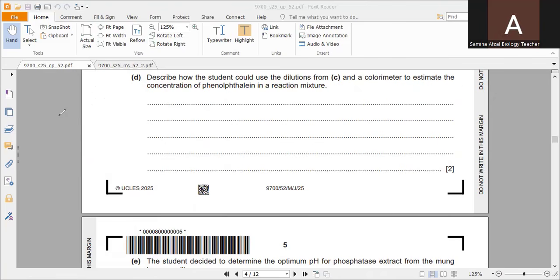And then we have to test the unknown mixture. Once the graph is ready, you can find the value for your reaction mixture. Then we will place the reaction mixture into the colorimeter and record its absorbance value. And then we will identify the concentration, and then we will make use of these values to estimate the concentration of phenolphthalein in a reaction mixture. So I'm going to write all these points which I have discussed with you.